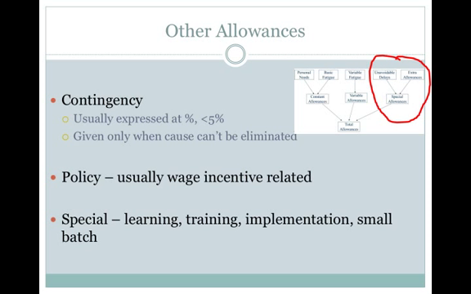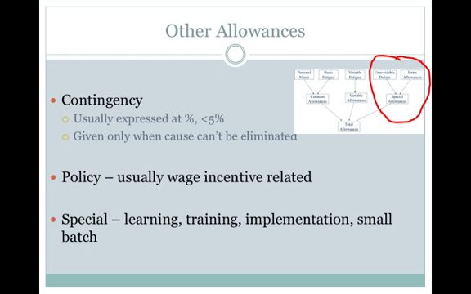Okay, so the next three allowances are a little less common. I have them all here on one slide. First, we have contingency. We also have policy, and kind of just special allowances, which I'll get to in a moment. So first, with contingency, this is kind of just like unavoidable delays. Things such as waiting for a machine to run or waiting for materials to be delivered, etc. So that's contingency, that's unavoidable delays.